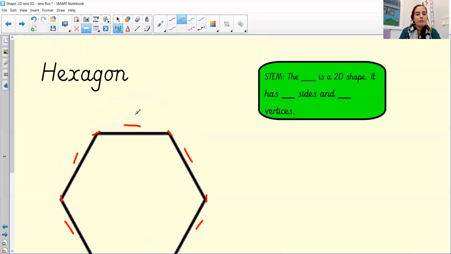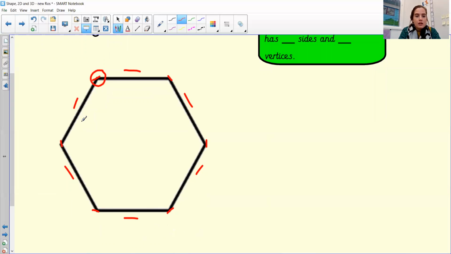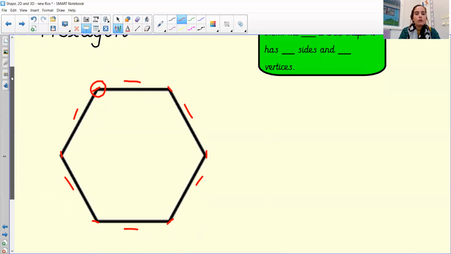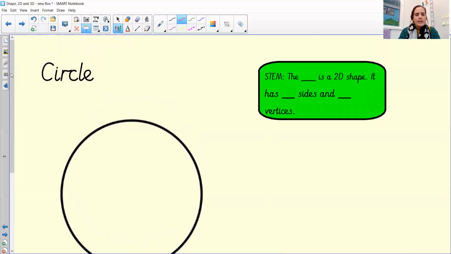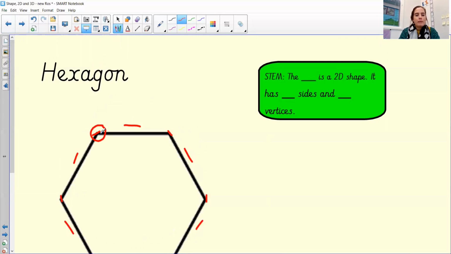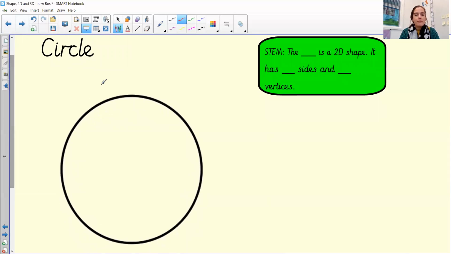Let's just go back to my previous. So this is one vertex and we have a group of them and we call them vertices. So one is called a vertex and a group is called vertices. So that is when, go back to my hexagon again, these two sides meet and that makes a vertice. On our circle, we don't have that, do we?